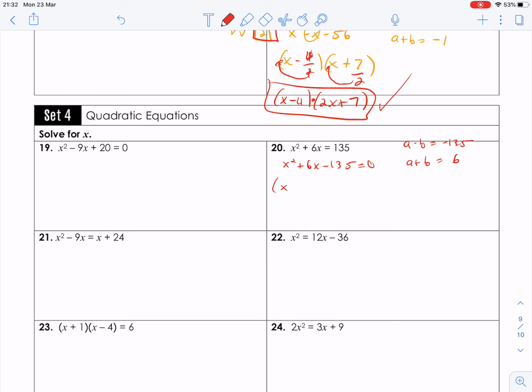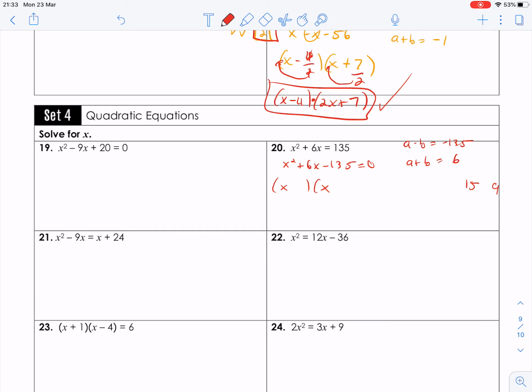We know it's going to be x. So what I found it to be is... no, that's not it. Oh, it's going to be 15 and 9. Except which one's going to be the negative?